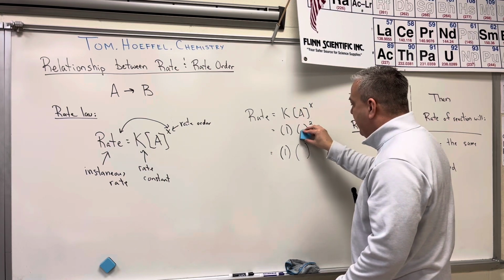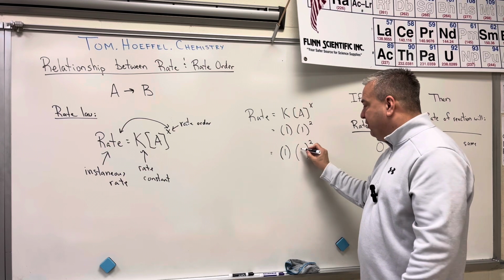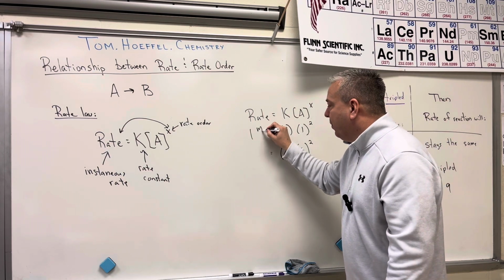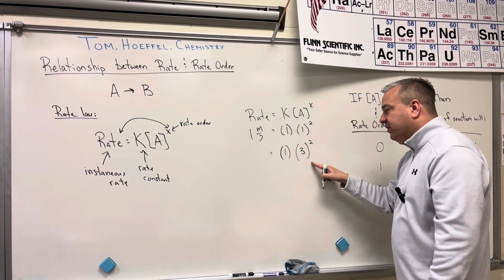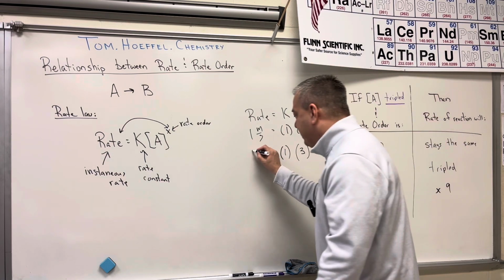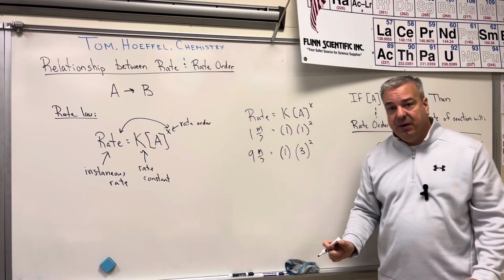So just to make sure I have this completely understood, what if I started at 1? A tripling would be this, right? So this number would come out to 1 molarity per second. Of course, if you triple it, remember, if it's a rate order of 2, that's going to be a factor of 9 because 3 squared is going to give you 9.